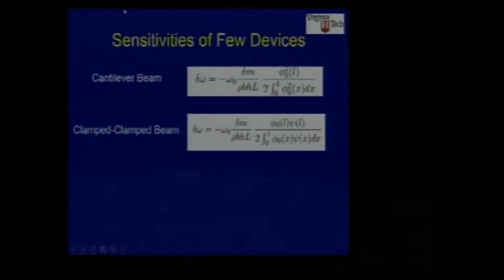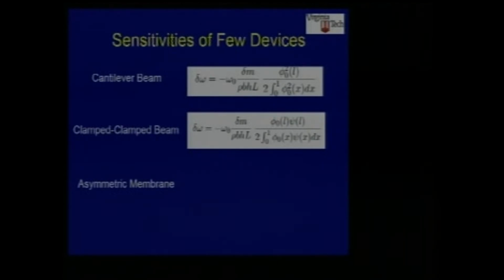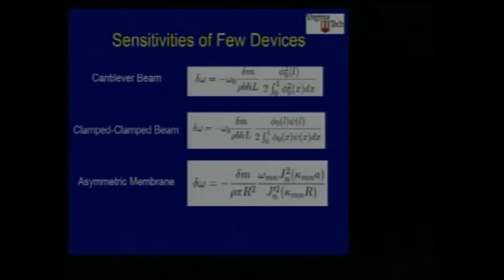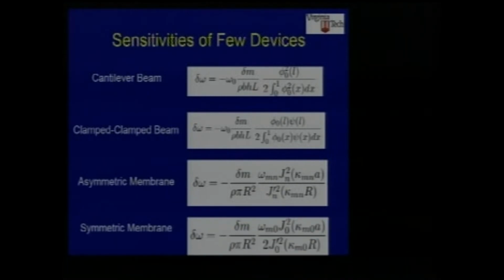If I use a clamped beam, without boring you with the other results, it is the same, then we have the shift is essentially here, the mass, but then this is not self-adjoint, so that you have the original eigenfunction here and the adjoint of that divided by that term. If you use a membrane type behavior, then you have asymmetric modes and symmetric modes. For the asymmetric modes, you get, again, the delta frequency shift. Here is the mass, and here are the original frequency times those terms. If it's symmetric, then you can get that.